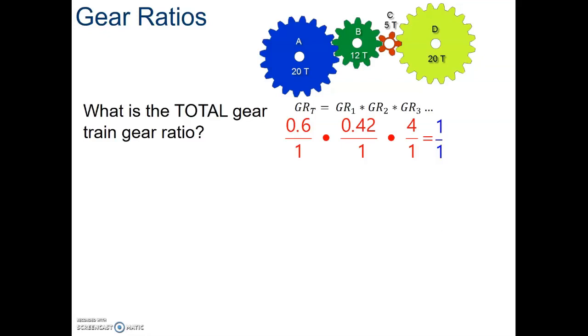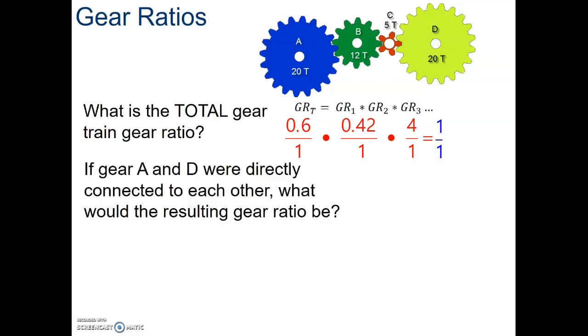Now let me show you a little shortcut that we can do for this as well. Let's imagine that we had A and D connected together. So B and C, those two idler gears, are completely gone.